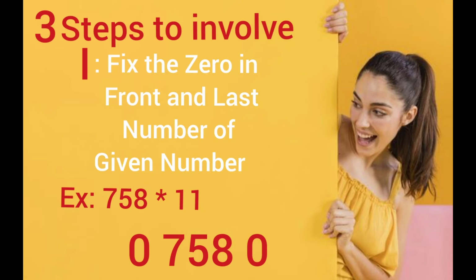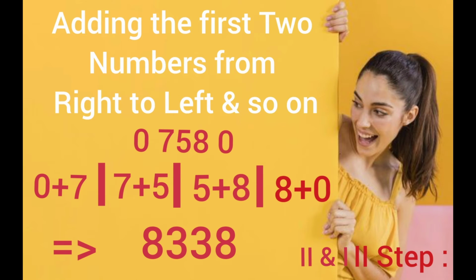So the first step is to fix the 0 in front, before the 7, and fix the 0 at the end, after the 8. So the given number 758 has become 0, 7, 5, 8 and 0. Right. Now we move to the second step.